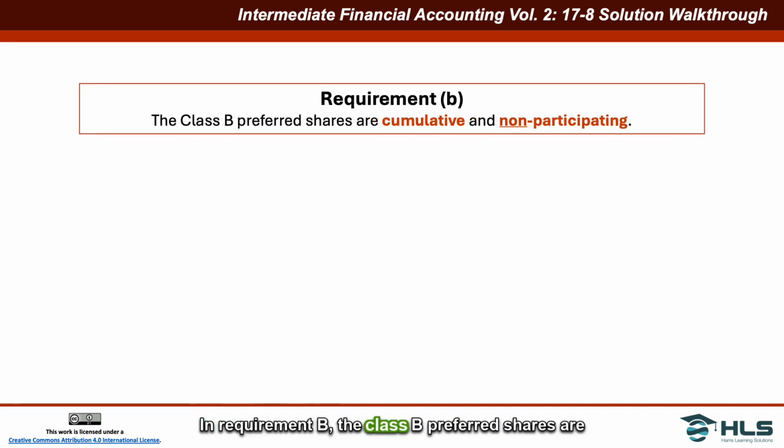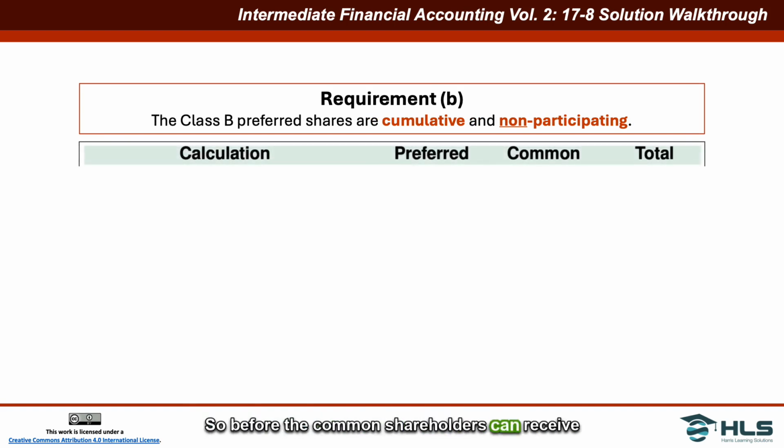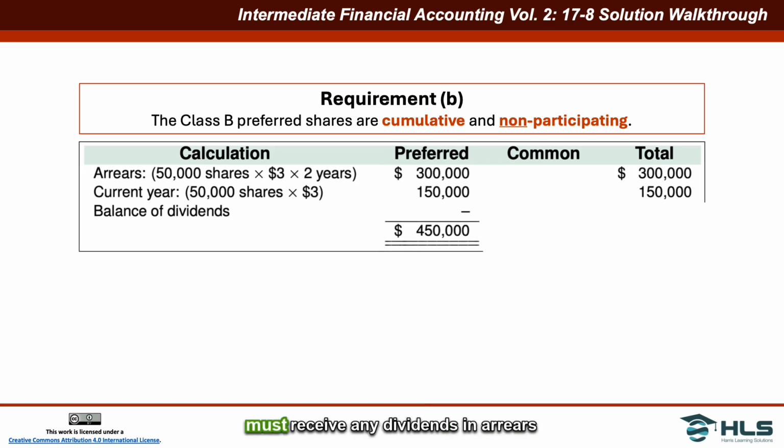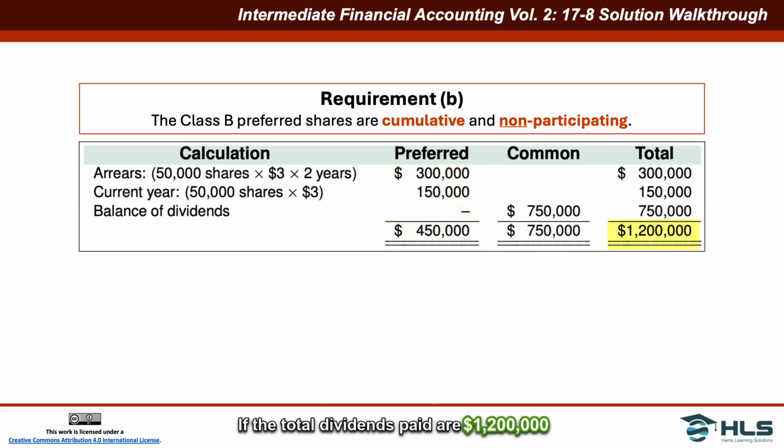In requirement B, the Class B preferred shares are now cumulative but non-participating. So before the common shareholders can receive any of their dividends, the preferred shareholders must receive any dividends in arrears plus the current year. So for the preferred shareholders, there are 50,000 shares that pay a $3 dividend and are 2 years in arrears. That's a total of $300,000 in dividends allocated to the arrears. On top of that, they also receive their current year dividend of $150,000, calculated the same as we just saw. So that's a total of $450,000 paid to the preferred shareholders. If the total dividends paid are $1,200,000, that means that the common shareholders will get the remaining $750,000.